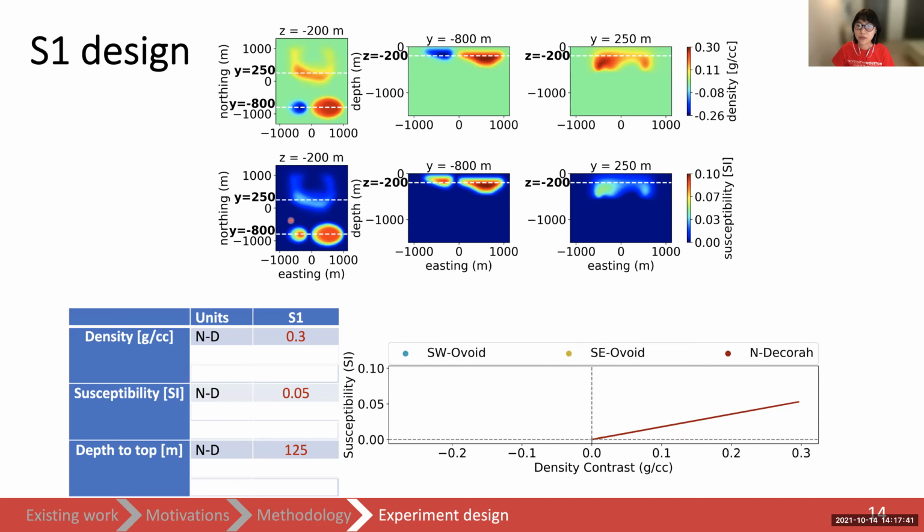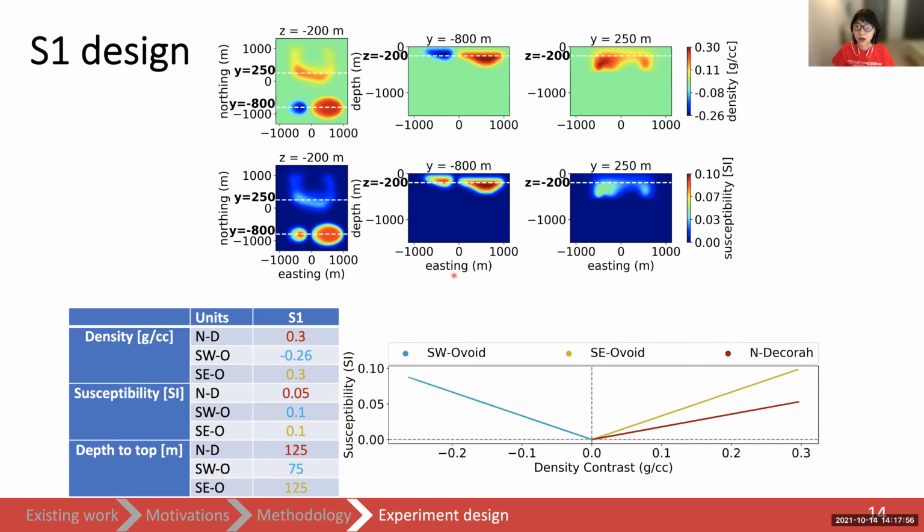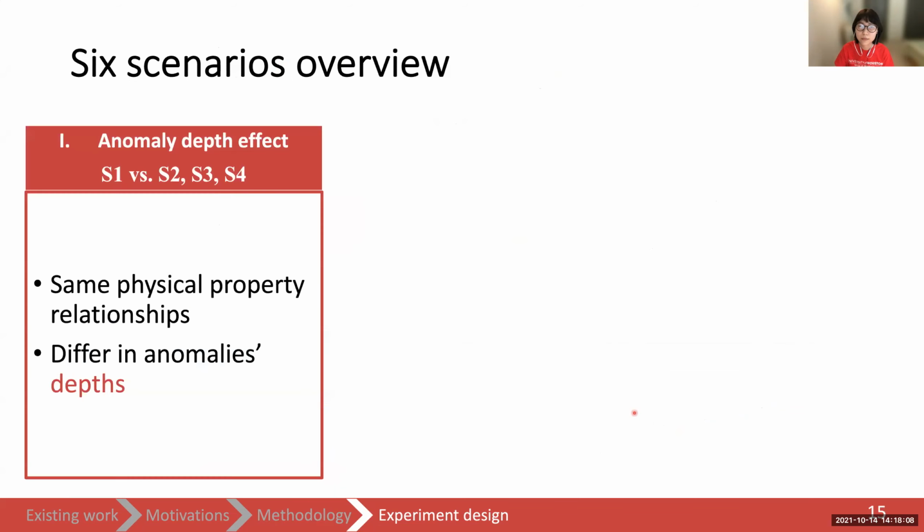Also, we have two other anomalies in the south. The southwest ovoid, displayed here as a blue linear trend, has a negative density contrast and a positive susceptibility, with a negative correlation. And the southeast ovoid body shows up here as a yellow linear trend, has a positive density contrast and susceptibility values, and it is higher above the red linear trend, with a positive correlation as well.